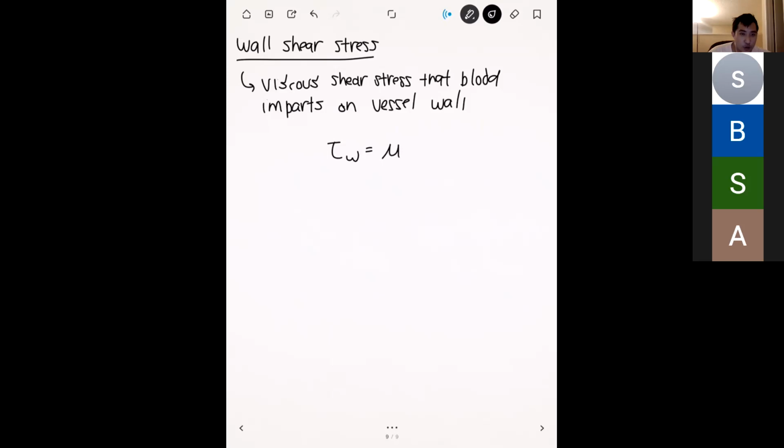And so tau W here, that's our wall shear stress, is equal to mu times du_z/dr. We take our velocity distribution u_z, which is what we found from Navier-Stokes, and then take the derivative with respect to r, and then we set r equal to big R, because we're evaluating this at the wall. And so if you plug in our expression for u, so let's say that you take the derivative, you end up with the following expression.